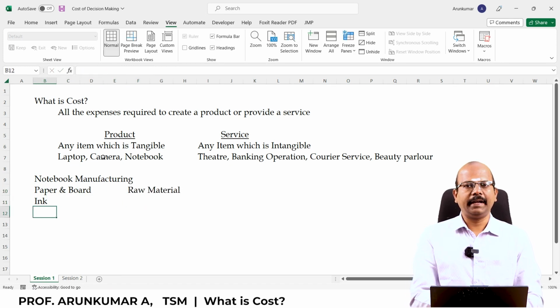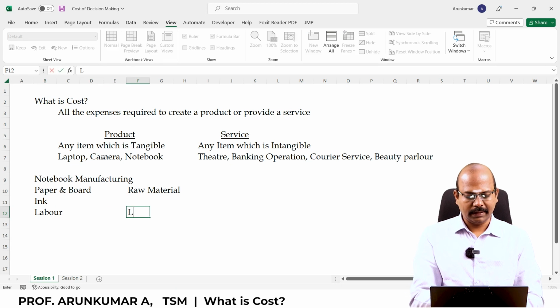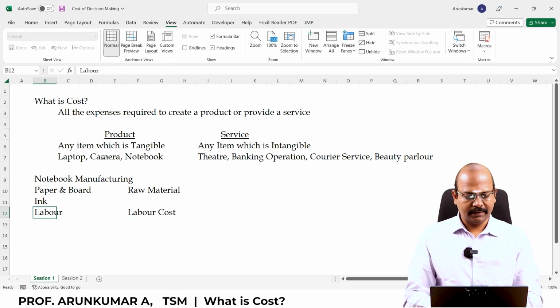Apart from that, we need the labor to convert the plain paper into the notebook. So this is your labor cost. That means wages to labor. Whatever the wages to labor you are paying is your labor cost.